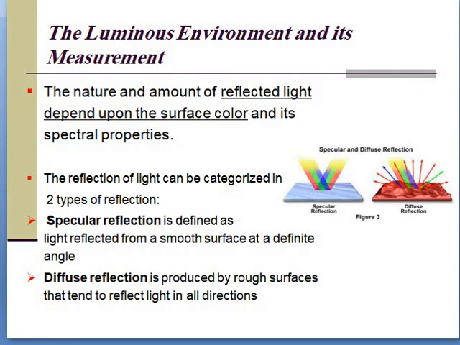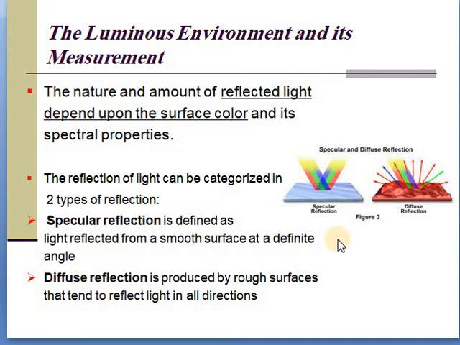Moreover, the amount of light reflected depends also on the color of the surface itself and its spectral properties. You need first to understand that we have two major types of reflection. We have the specular reflection and diffuse reflection.